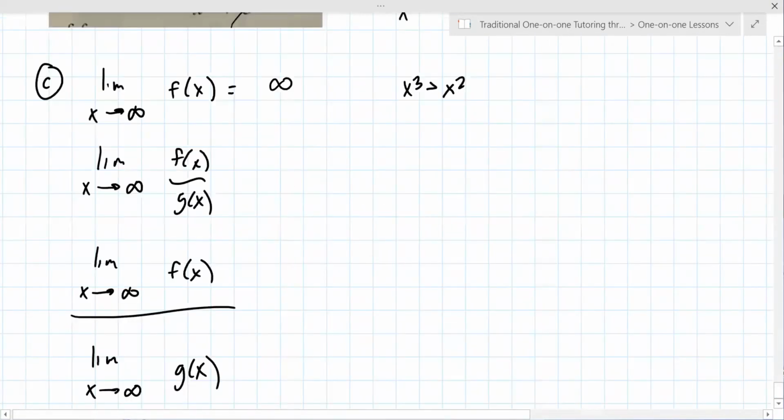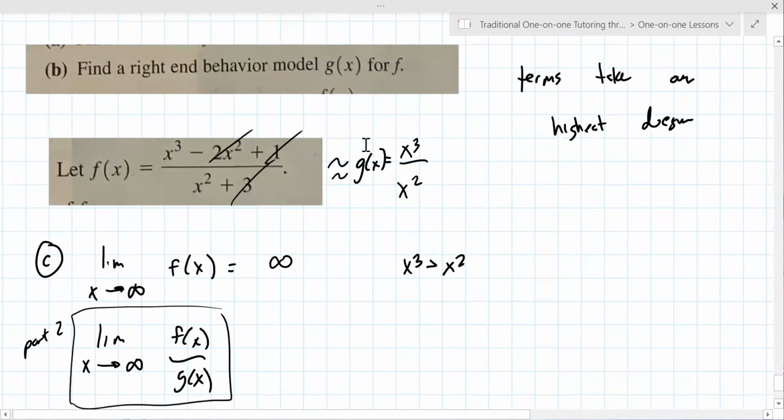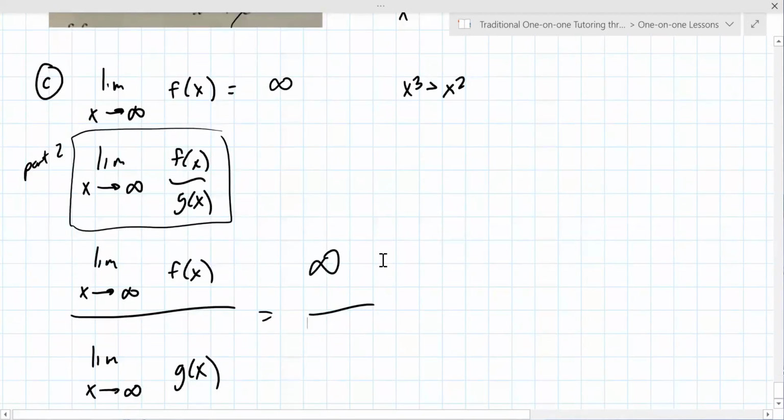Okay. So this last one, we're up to part 2 of part C, which is this thing right here. And you just break them apart into the top and the bottom. And we already did the top. The top is infinity. G of X is this thing we came up with here. And we know that because the top is bigger than the bottom, that this also goes to infinity. So infinity over infinity. Well, no, they cancel out. Oh, right.